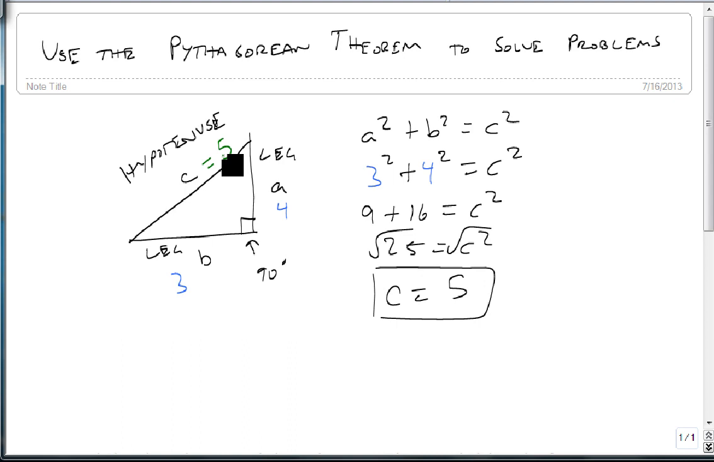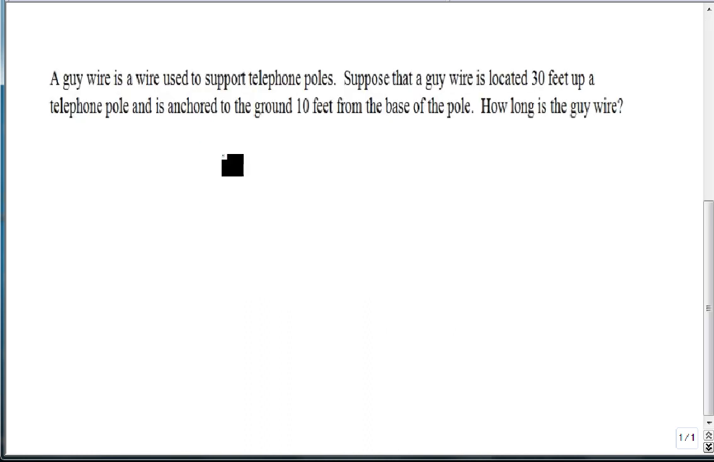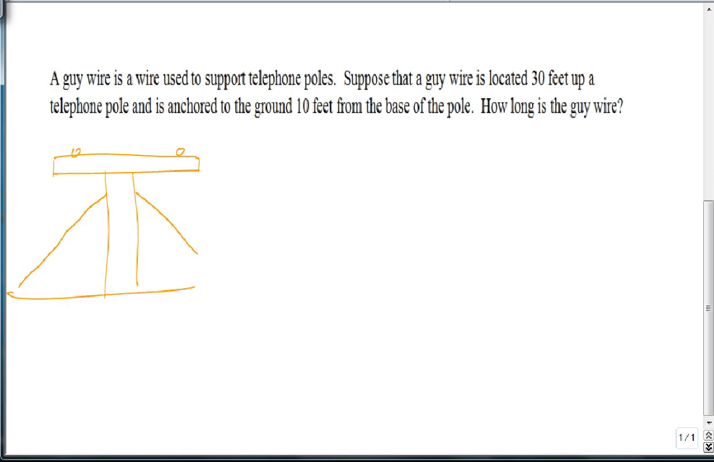And this can be used for all sorts of things, but the particular example we're going to look at is a guy wire. A guy wire is a wire that, if we had a telephone pole that's going to be blowing in the wind, we attach to it to help keep it stable. And this works for more than just telephone poles. Anything that we connect up like this, any large pole, will have guy wires for it.